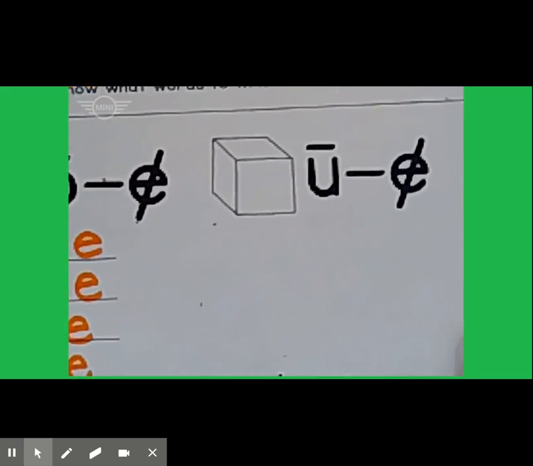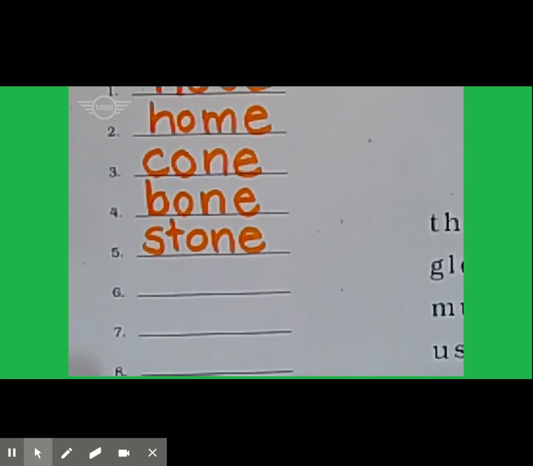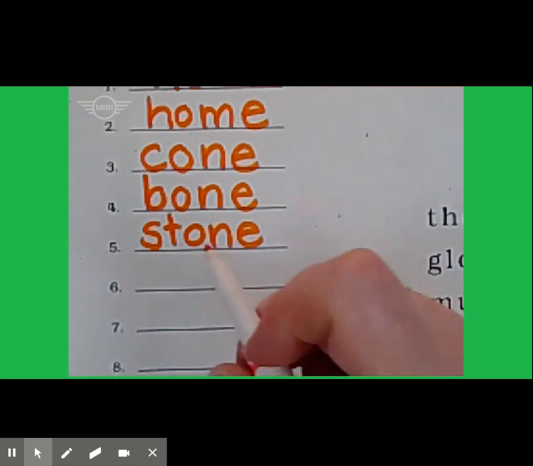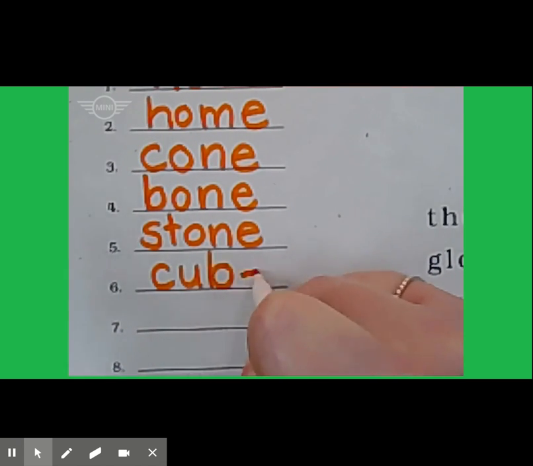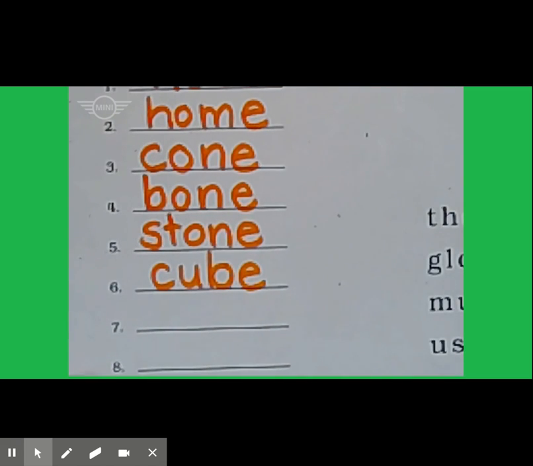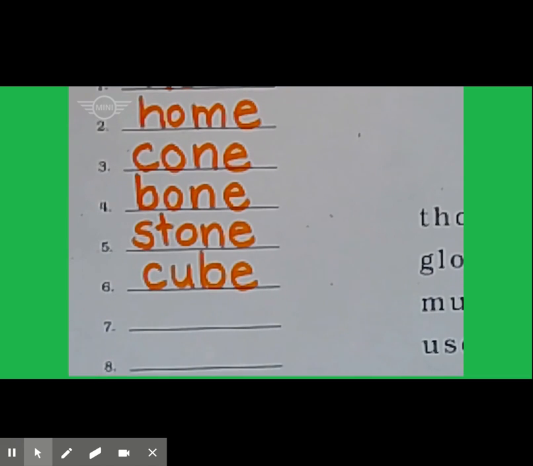All right, let's start working on some that have the U consonant, sneaky E. First one is cube. That goes with the picture. Cube. What's the long U saying in this word? Cube. It's saying U. Remember, it can say two sounds. It can say U and it can say ooh.